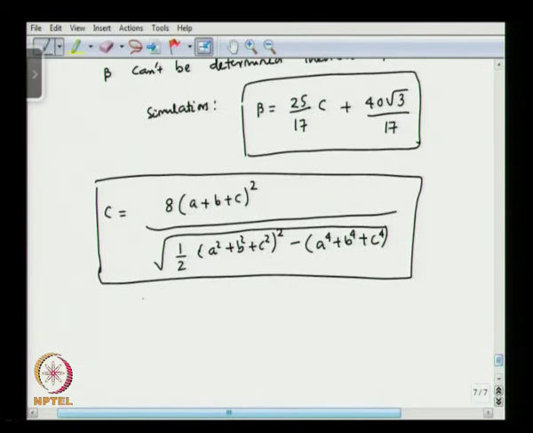Once you know beta, you can calculate R hydraulic. Knowing A, B and C for a triangle, you can calculate compactness, and for that triangle, once you know the compactness, you can find out beta using this formula, and then you can calculate the hydraulic resistance.